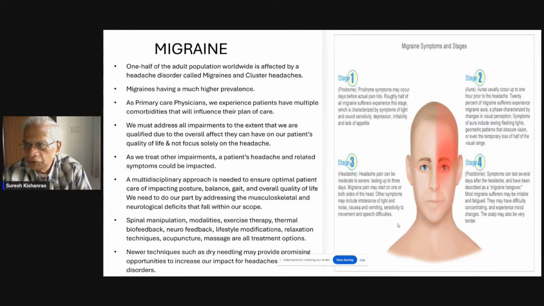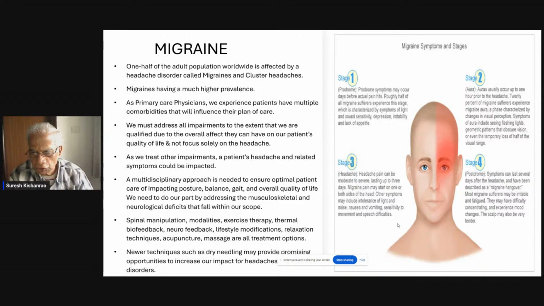In the next stage, which is called aura, nearly 20% of migraine people have visual perceptions, which include flashing of lights, geometric patterns, obscured vision, and temporary loss of half side of the vision.